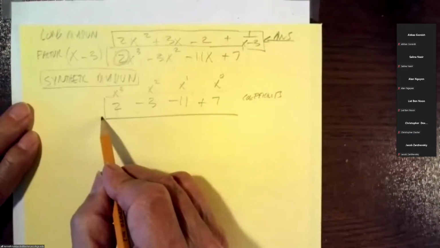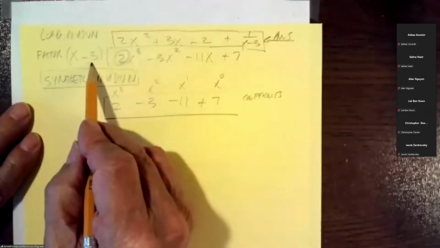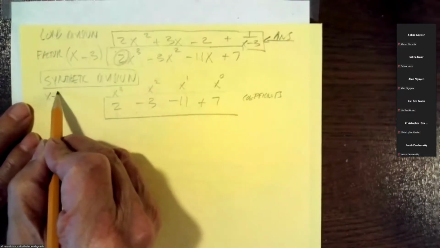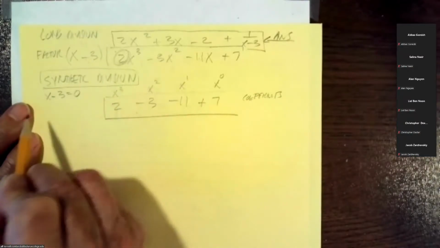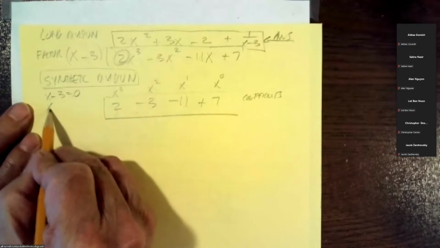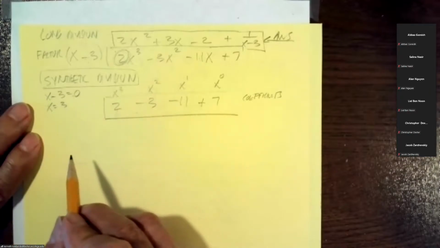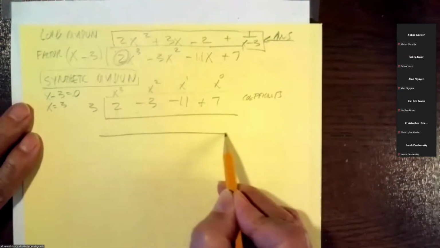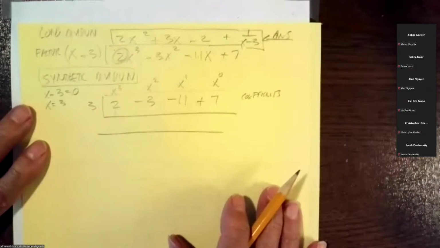Taking just the coefficients, we're going to divide not by the factor, but by the x value. If x minus 3 is a factor, remember that's where it crosses. If we have a 0 remainder, that's where it crosses the x-axis. So the solution is that x equals 3. So if I divide this by 3, the mechanics are as follows.